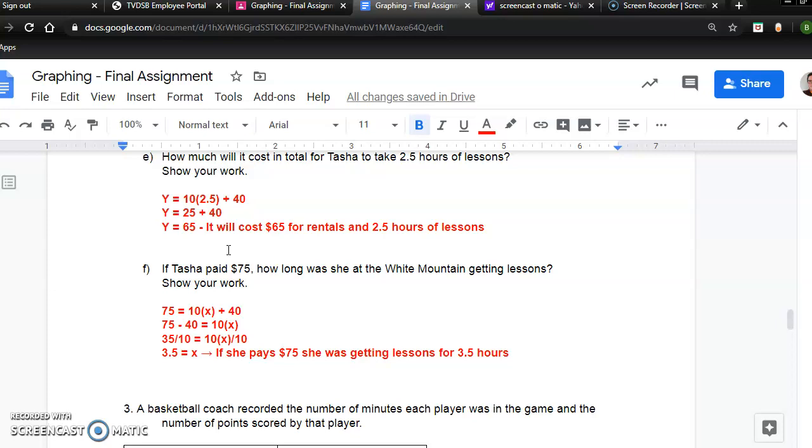Same thing, but we're putting 75 in for the y, right? Because y represents the cost of your day at White Mountain, right? X represents hours you're there. So 75 equals 10x plus 40.